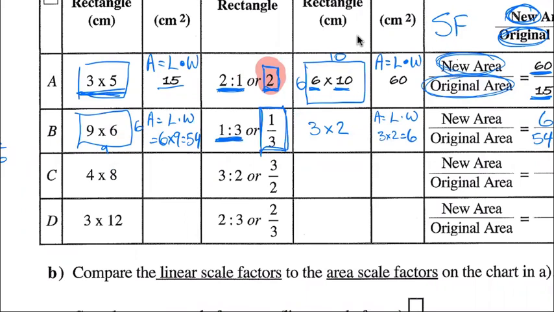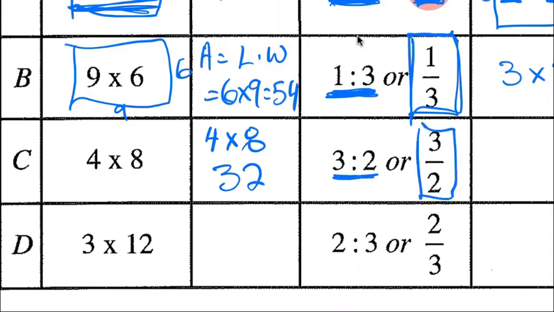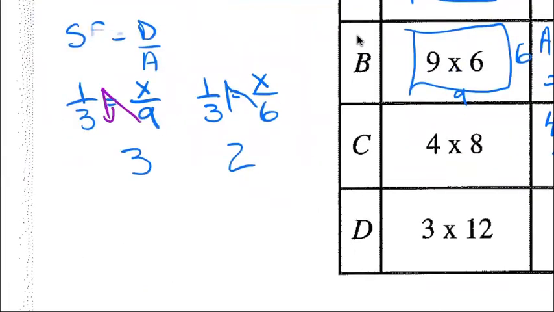So C, our original figure is 4 by 8, which means our original area is 4 times 8, or 32. And then somewhere we're going to apply a 3-to-2 ratio, or 3 over 2 as a fraction. You should ask yourself, is this going to be an enlargement or a reduction? Hopefully in your mind, you're saying enlargement because the 3 is bigger than the 2.